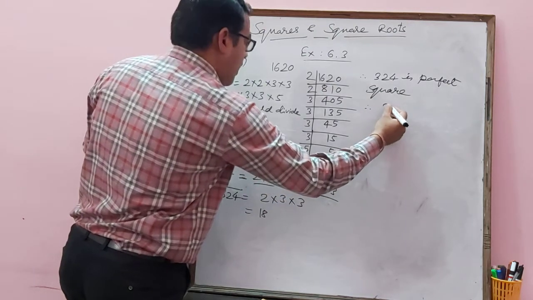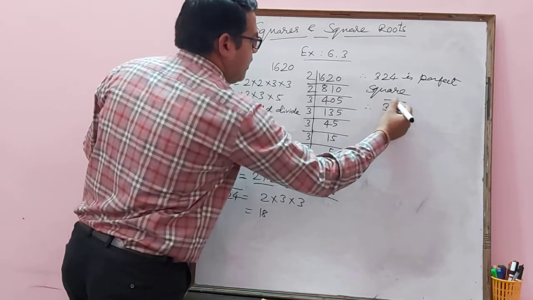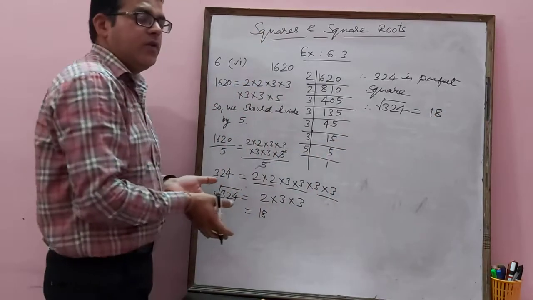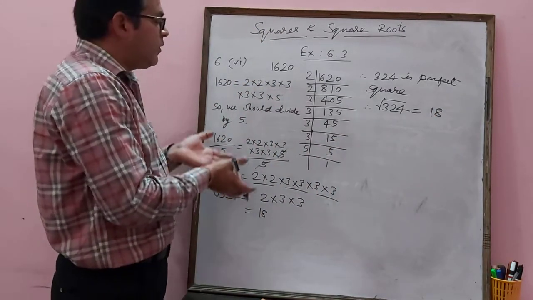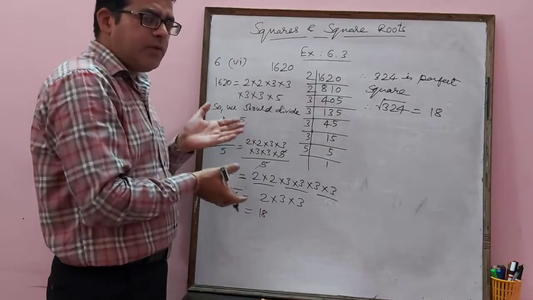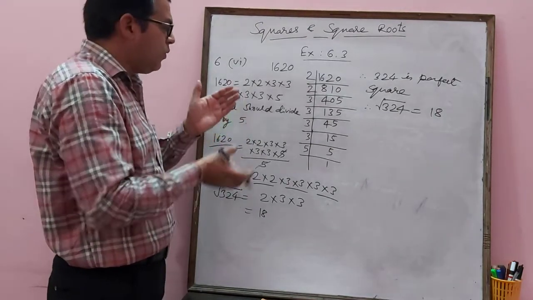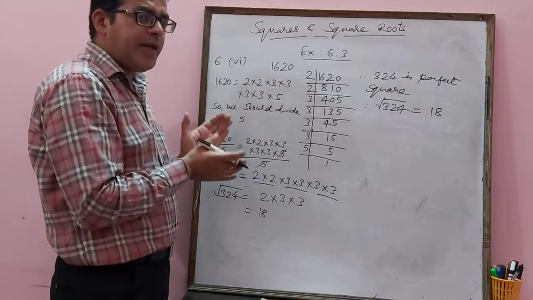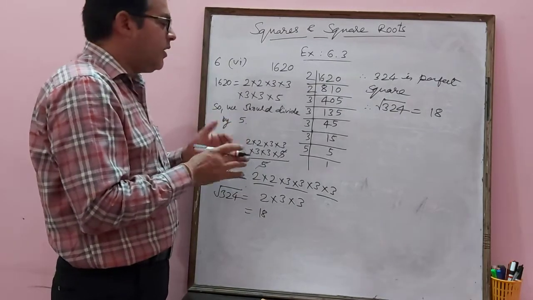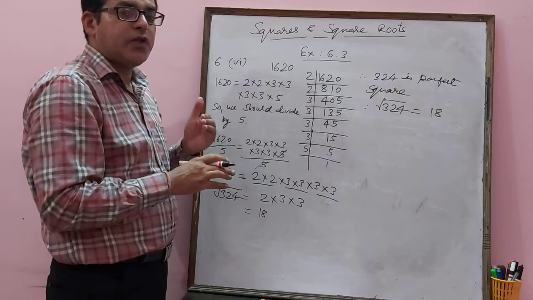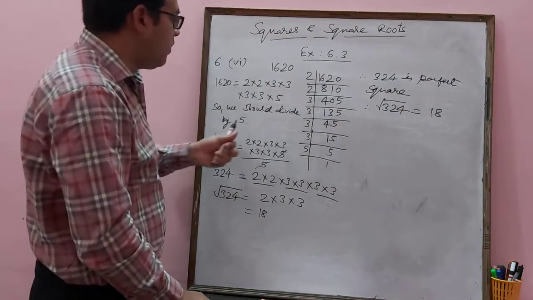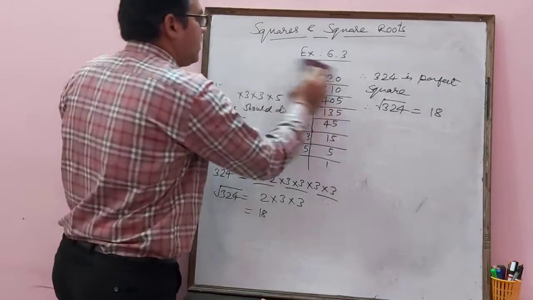And the square root of 324 is 18, as we have calculated. So these questions are very simple, guys. You just take prime factors and find out, for making pairs, how many numbers are left over, and you should divide by that number. You get a perfect square number, right?